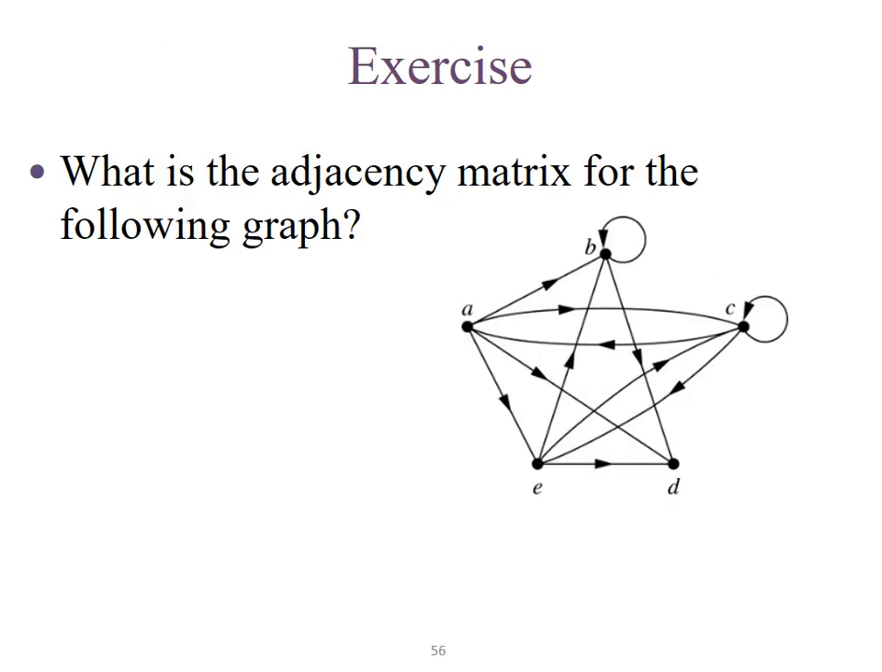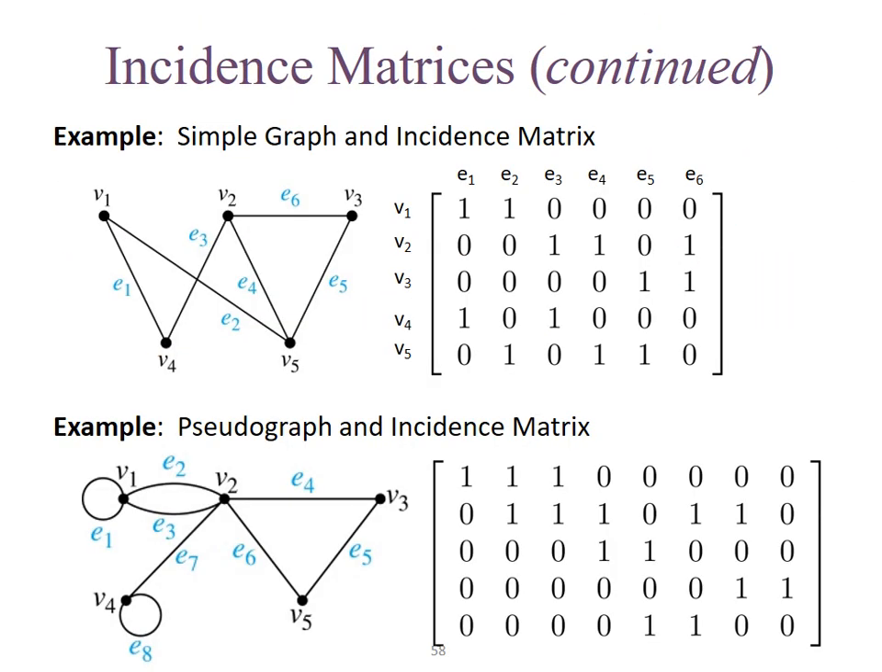But for a directed graph, it's not symmetric anymore, because if we have an edge from A to B, then the entry of B to A could be 1 or 0. So it is not necessarily a symmetric matrix. For the incident matrix, it's not a square matrix, so we won't talk about whether it is symmetric or not.